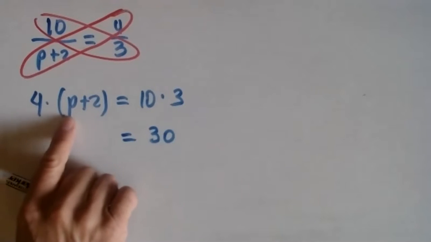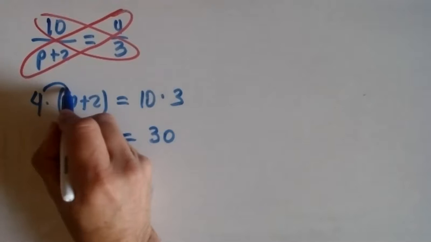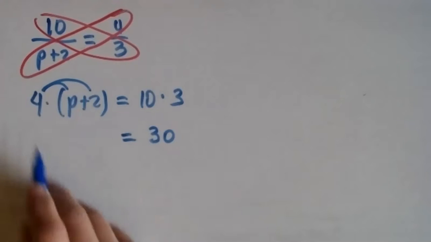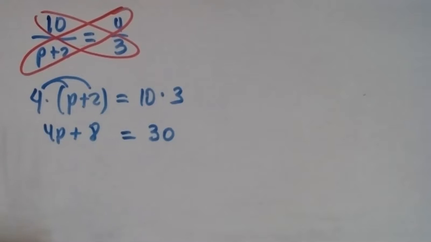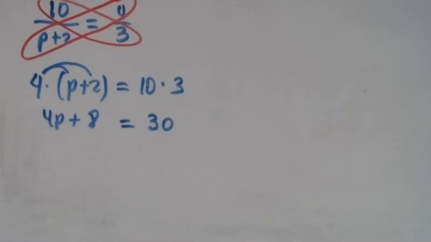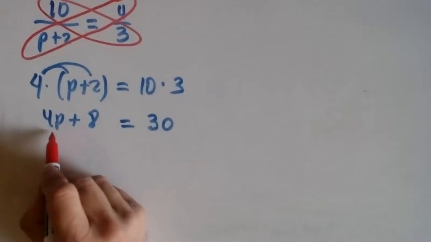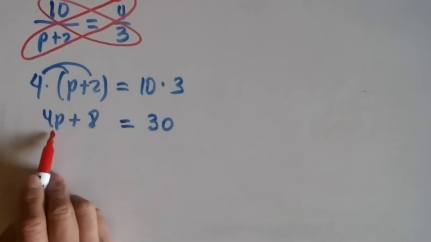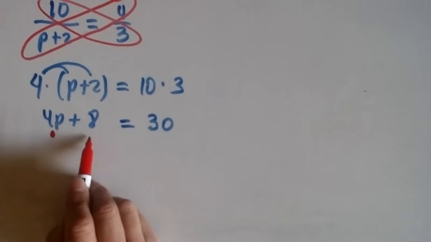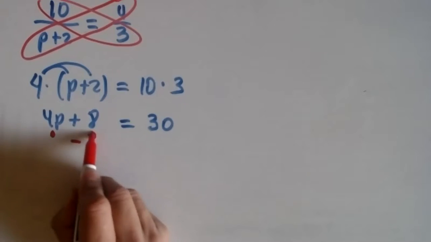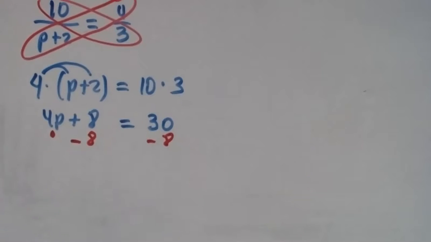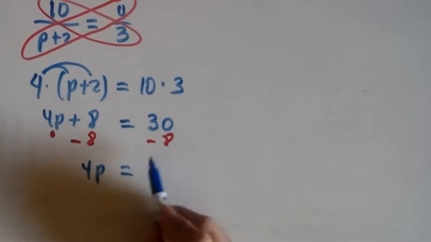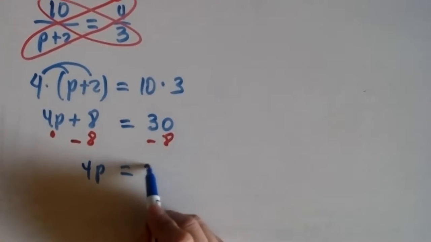And this one, you have to break the parentheses. So again, the 4 multiplies both numbers. 4 times p, 4p. 4 times 2 is 8. Again, you have a linear equation that you are familiar with solving. Here is the variable. So this is the last one you're going to process. You begin with the 8. Plus 8, you subtract 8 both sides. Okay? So you have 4p equals 30 minus 8, 22.